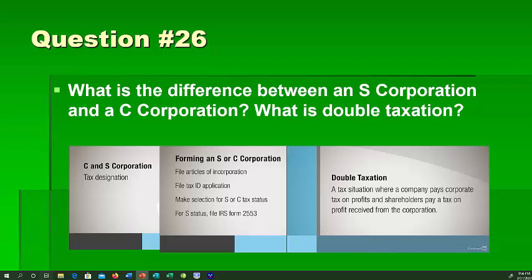And double taxation is where they're going to pay twice on profits. So if the corporation makes a profit, then there's tax on that profit. It's at a reduced tax rate. And then again, when there's a distribution to the shareholders, then profits on that are also taxed. So that's why they say it's double taxation.